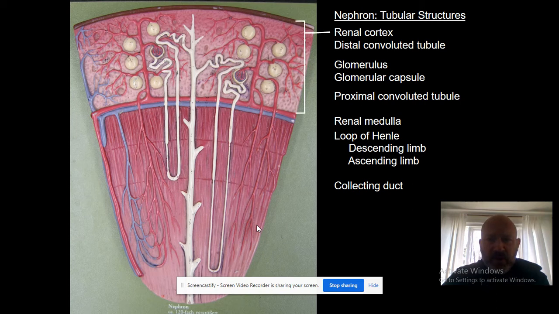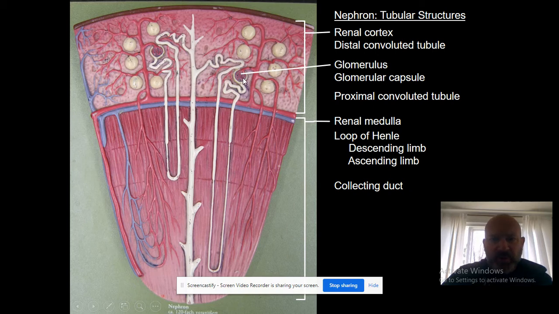If we look here, again, everything on the outside, usually with a lighter color to it, is the renal cortex. Everything deep to that contains the pyramids. We refer to that as the renal medulla. You can see some of the nephron parts extend down into the medulla, and also the collecting tubules extend down into the medulla.